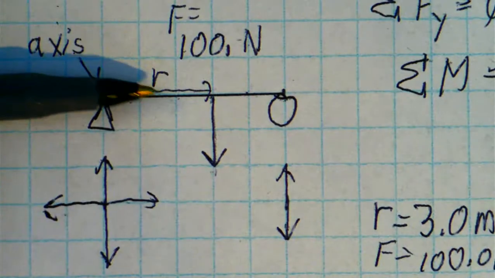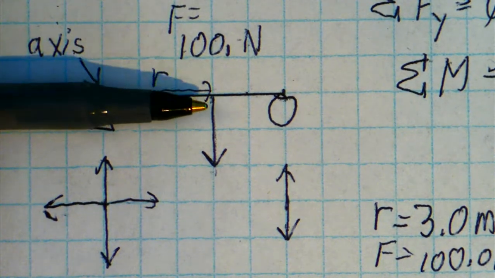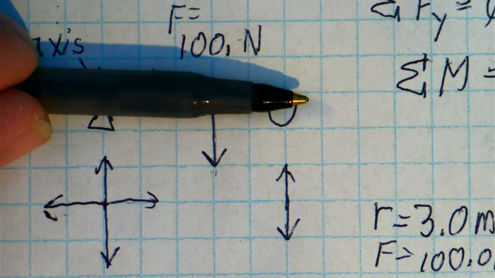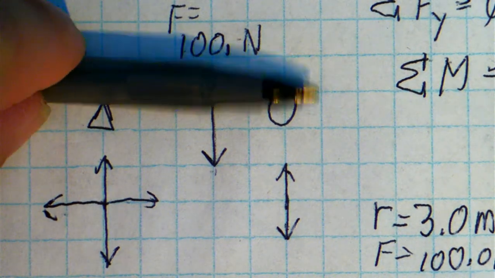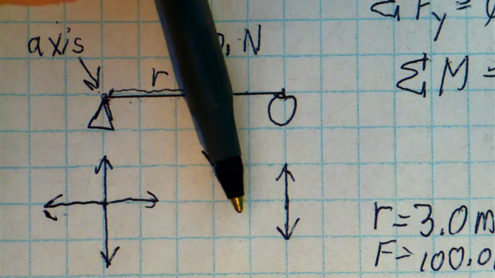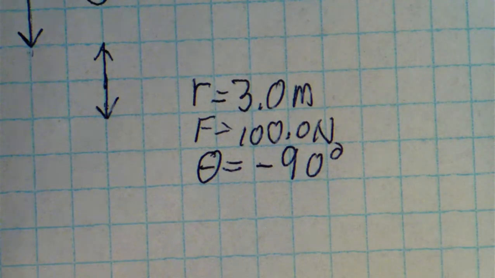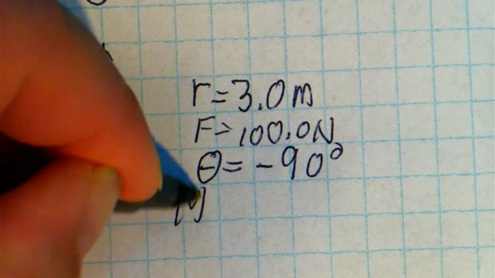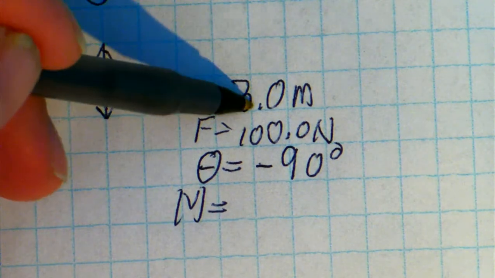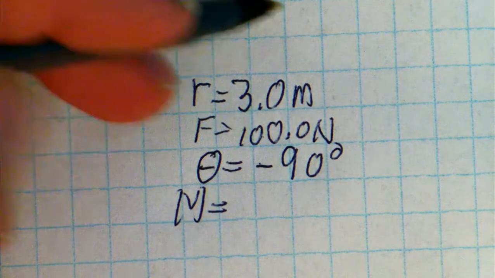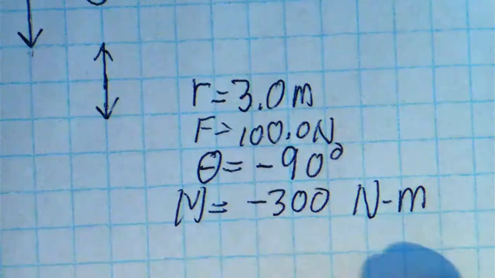All right, so once again, R is going horizontally to the right, so I define that as being 0 degrees, and I observe that I am turning clockwise 90 degrees to point into the direction of F. So theta, being clockwise, is negative 90 degrees. You can do this one in your head, right? The moment, therefore, is 3 times 100 times negative 1. I get negative 300 Newton meters.